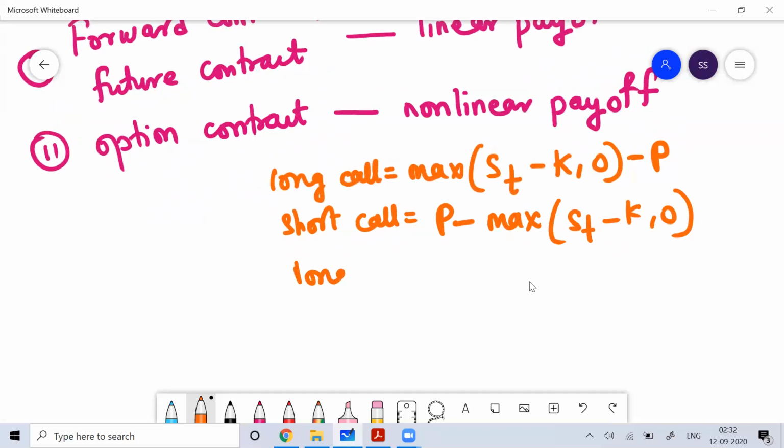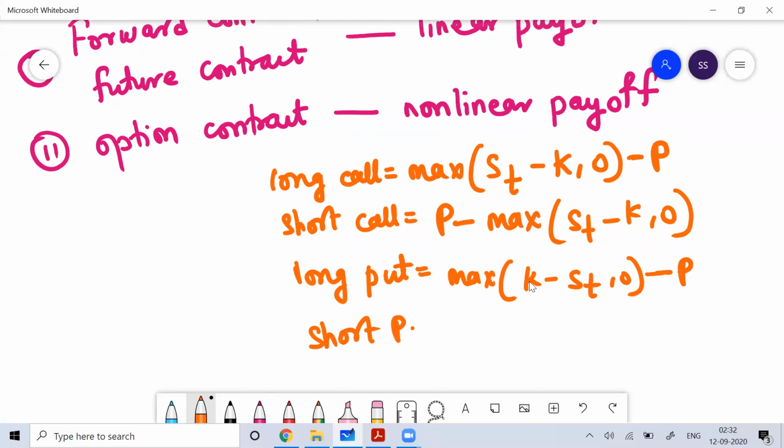Similarly, for the long put holder, the formula is max of K minus ST, comma 0, minus P. While for the short put holder, the formula is P minus max of K minus ST, comma 0. So this is the payoff calculation for the long call, short call, long put and short put position holder. Remember this formula. We use it to calculate payoff for the different option trading strategies.